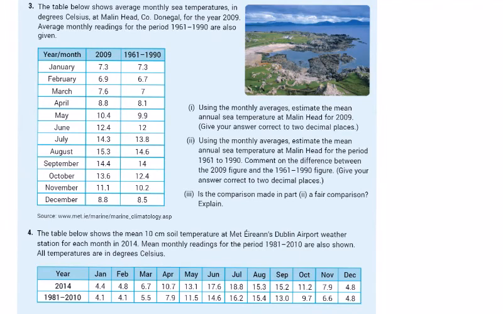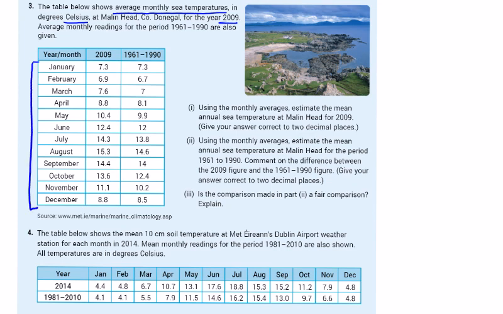Looking at this statistics question where we're given a lot of data and a lot of information. These questions can come up and have come up quite regularly at Leaving Cert higher level, so you just need to read them carefully. The table below shows average monthly sea temperatures in degrees Celsius at Mallinhead, County Donegal for the year 2009. So it's 12 months of the year here. We can see January to December.